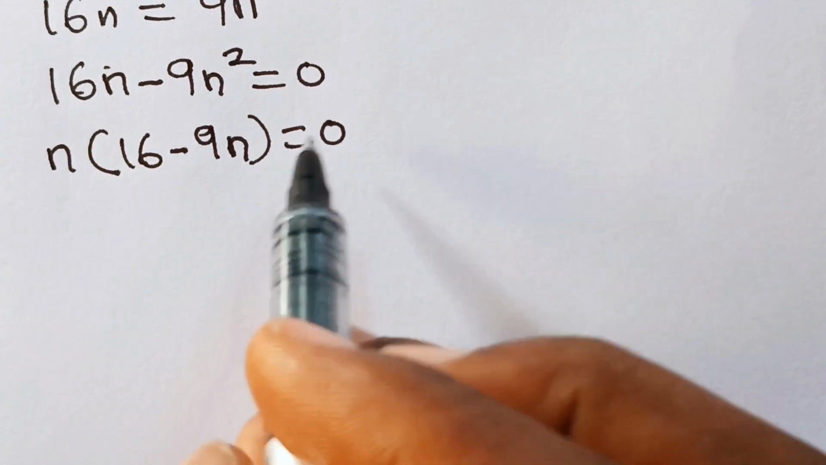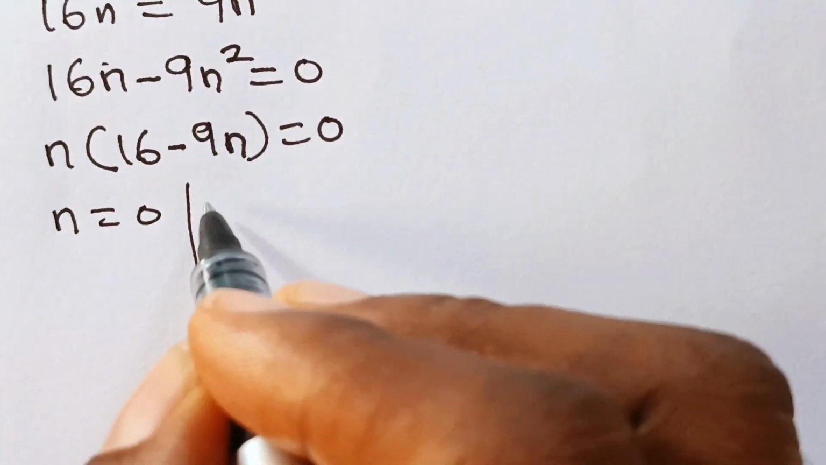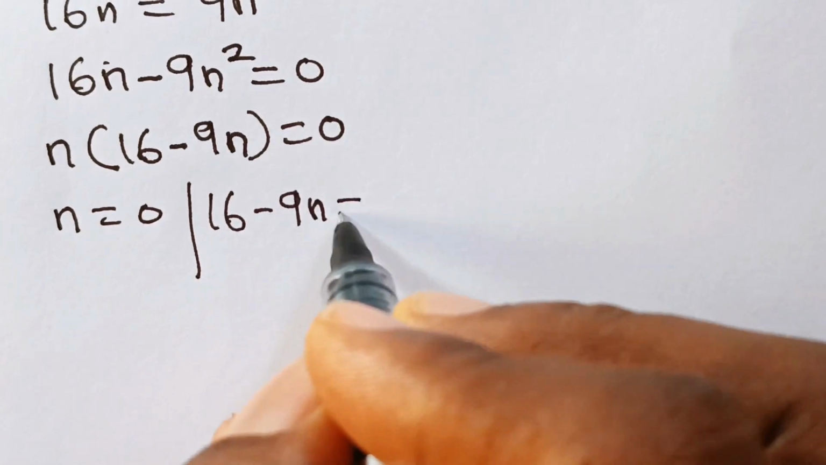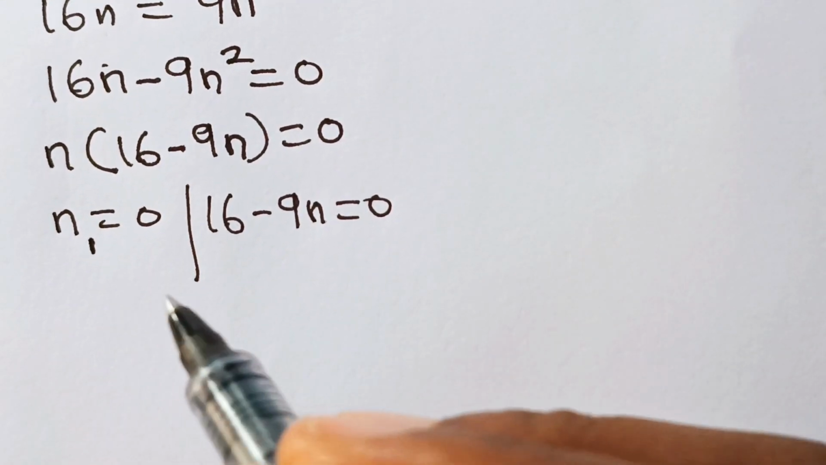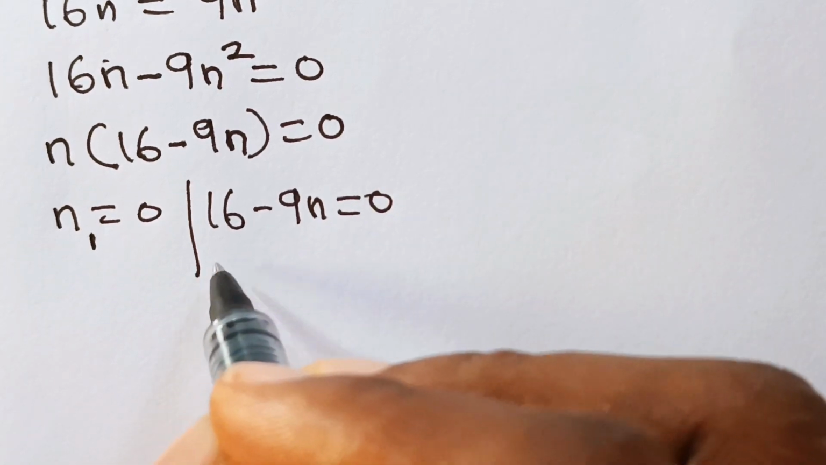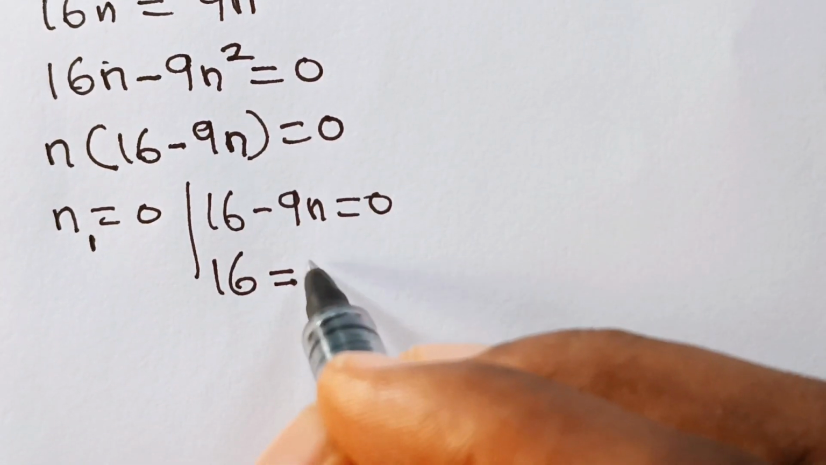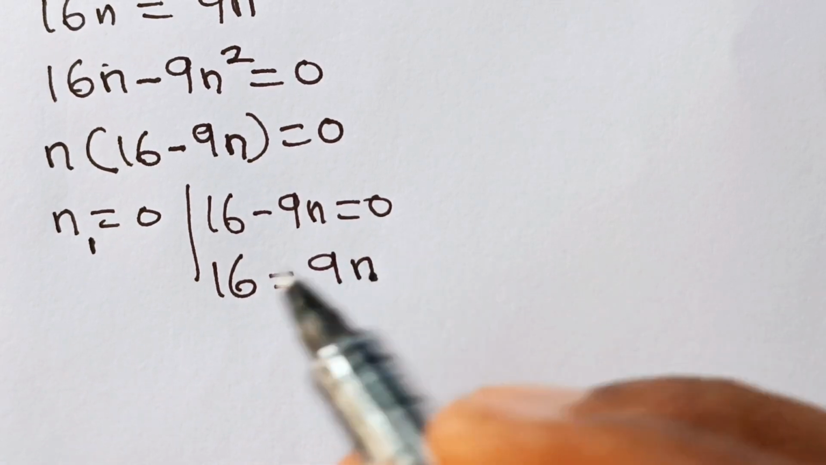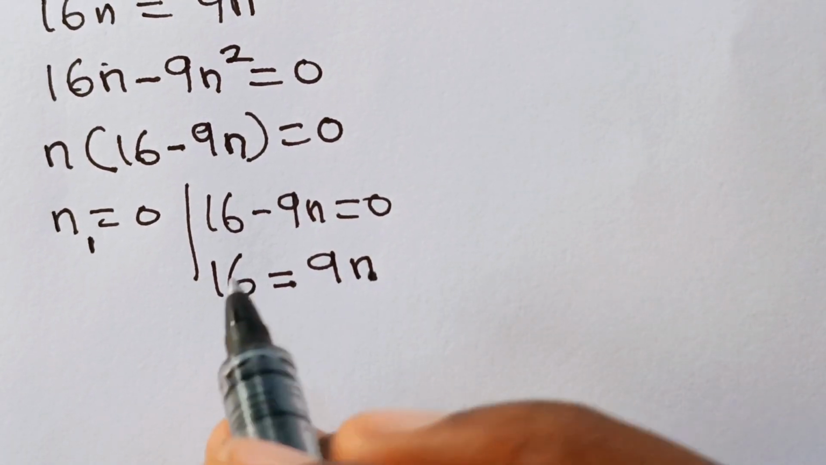Let's continue. Now from here we can say that n is equal to 0, and that 16 minus 9n is equal to 0. So this is the first value of n. Now from here we can say that 16 is equal to minus 9n, which will cross to give us plus 9n. Now to get the value of n, we are going to divide both sides of the equation by what?